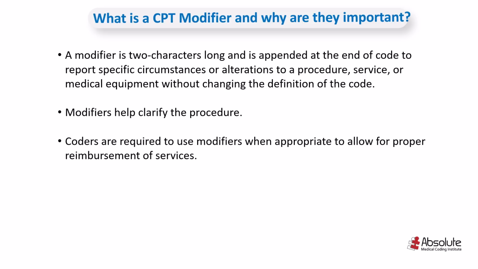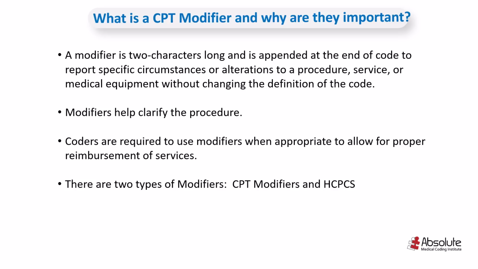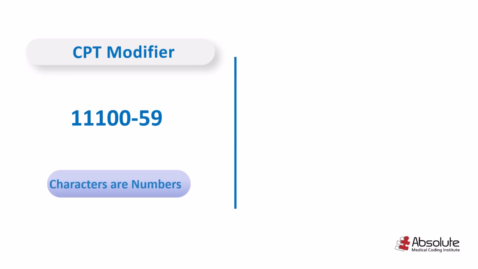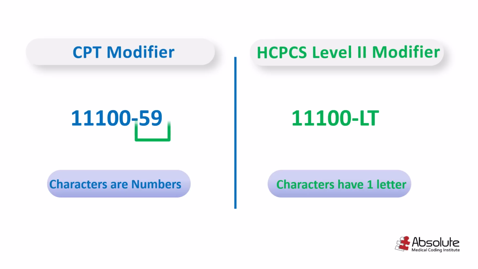Modifiers help clarify the procedures. And coders are required to use modifiers when appropriate to allow for proper reimbursement of services. Like we said before, there are two types of modifiers: CPT modifiers and HCPCS Level 2 modifiers. Again, you can recognize a CPT modifier because they are numbers, and a HCPCS Level 2 modifier has at least one letter. So on the left, you have modifier 59, and on the right, you have LT.